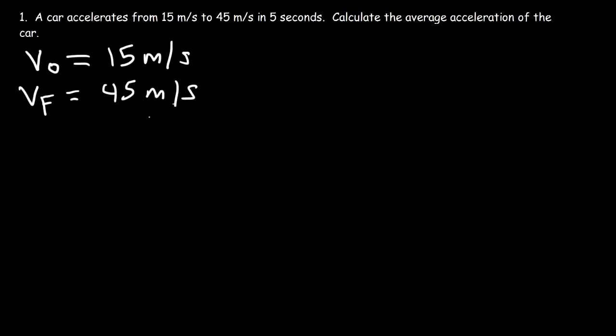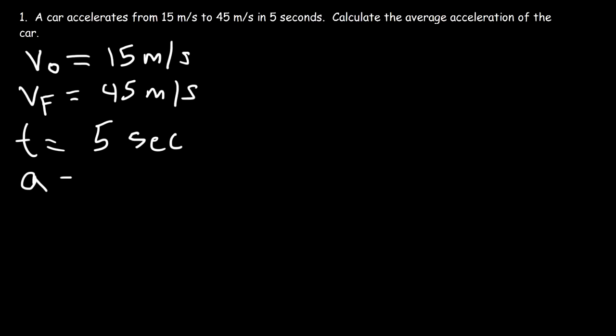Now let's work on some problems. A car accelerates from 15 meters per second to 45 meters per second in 5 seconds. Calculate the average acceleration of the car. Now, what I like to do is make a list of what I have and what I need to find. So, the initial speed in this problem is 15 meters per second. The car accelerates from that speed to a final speed of 45 meters per second. The time in between those 2 points is 5 seconds.